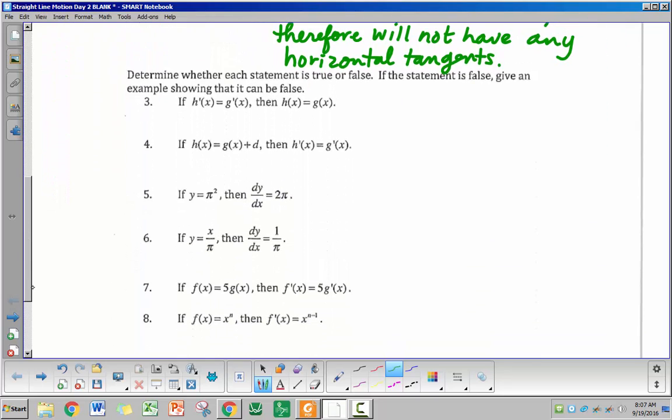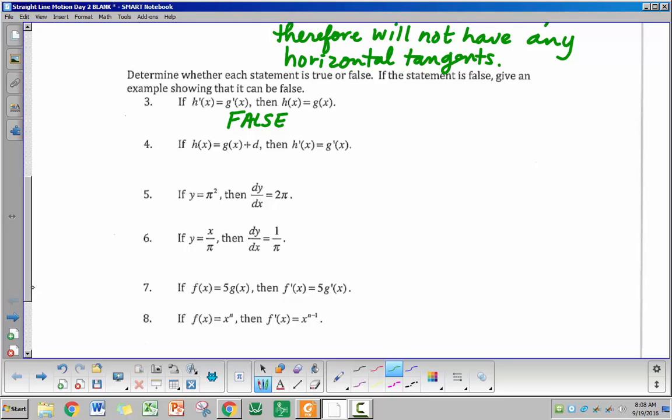All right, so number 3 says, determine whether the statement is true or false. If the statement is false, give an example showing that it can be false. If h prime of x is equal to g prime of x, then h has to equal g. Is that true? No. Can you tell me why? You're right. It is false, because in one of them you can add a constant, just a number.